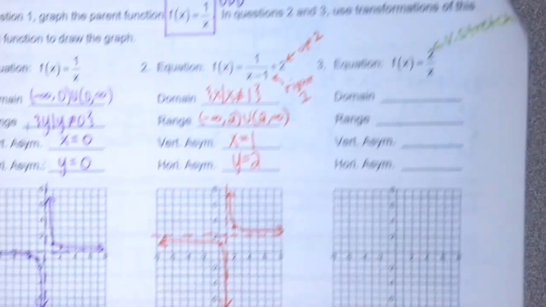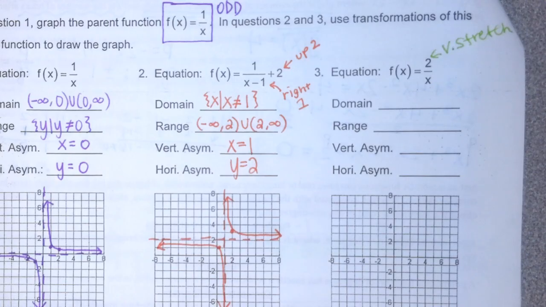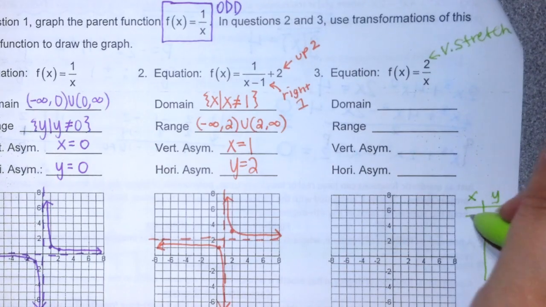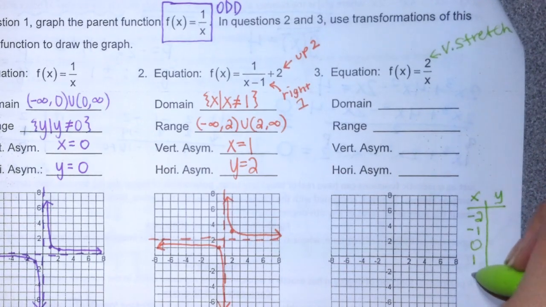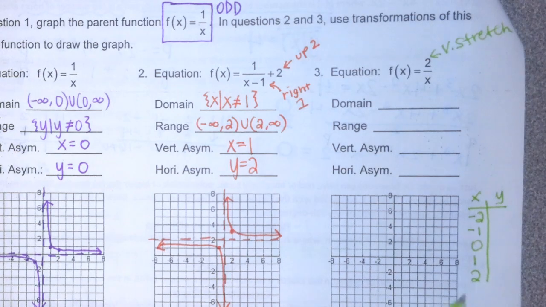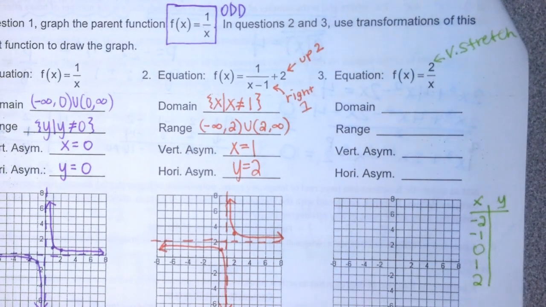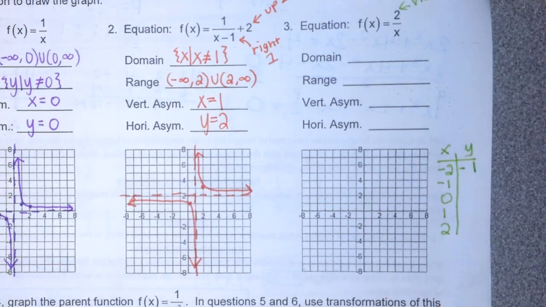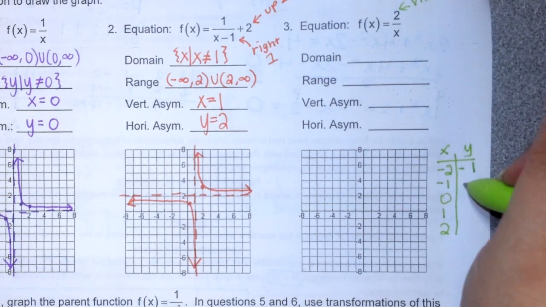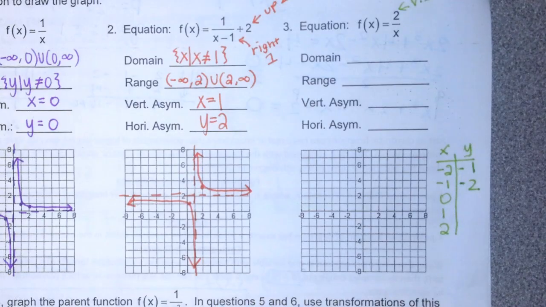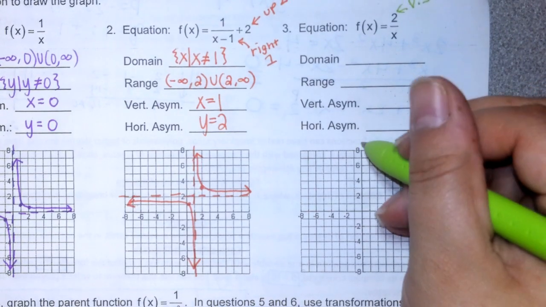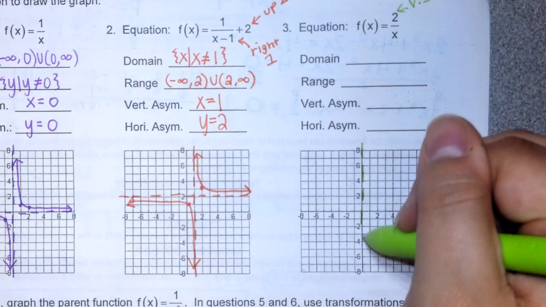And again, if you don't know, when in doubt, make a table. If you're not really sure what to do, make a table. If I plug in negative 2 for x, what's 2 divided by negative 2? Negative 1. 2 divided by negative 1. 2 divided by 0. Undefined. So what's going to happen at 0? An asymptote.